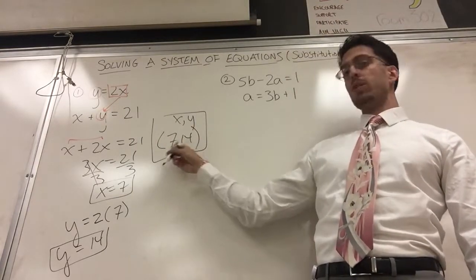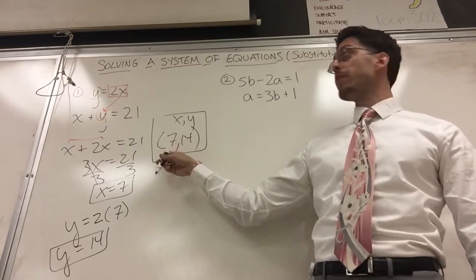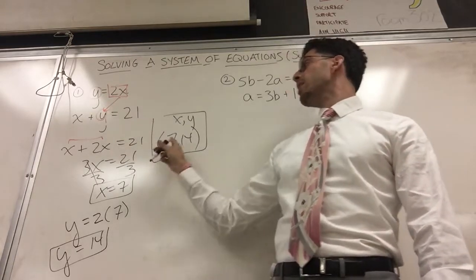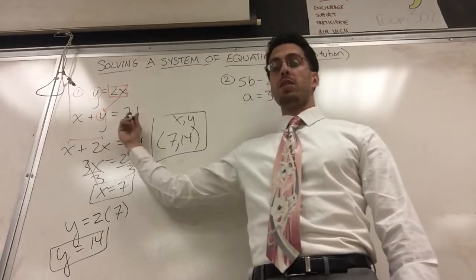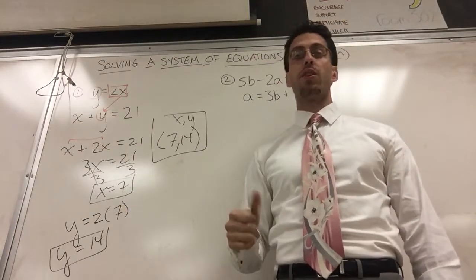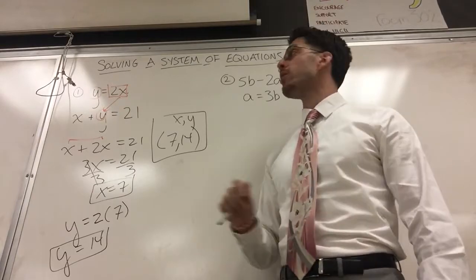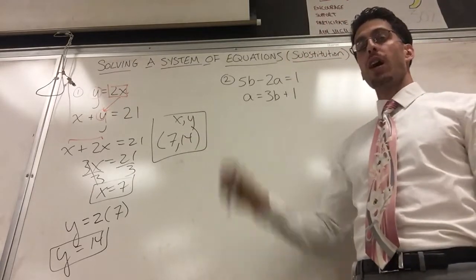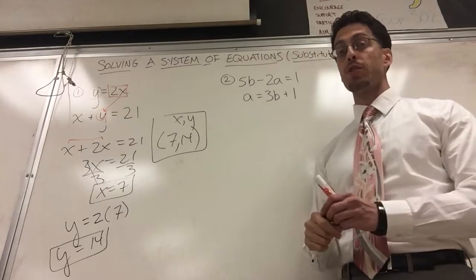See how y is really 2 times x? 14 is double 7, so that makes sense. And 7 plus 14 is 21. And that is the concept of substitution. If you're good, thanks for watching. However, it does get slightly more complicated. Here's a more in-depth question.